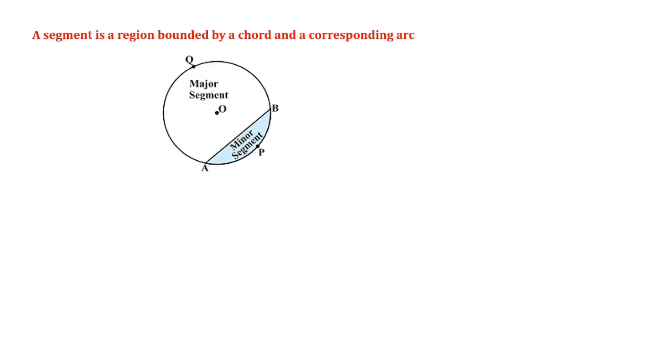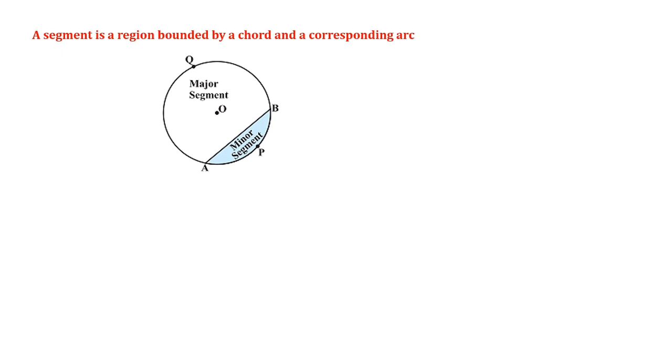Next we shall discuss a segment of a circle. A segment is a region bounded by a chord and a corresponding arc. When we visualize it, you can see AB. AB is the chord of the circle. Chord means a line segment whose end points are on the circumference of the circle. You can see here the end points of the line segment AB are on the circumference of the circle. So this is the chord, and a segment is a region bounded by a chord and a corresponding arc.